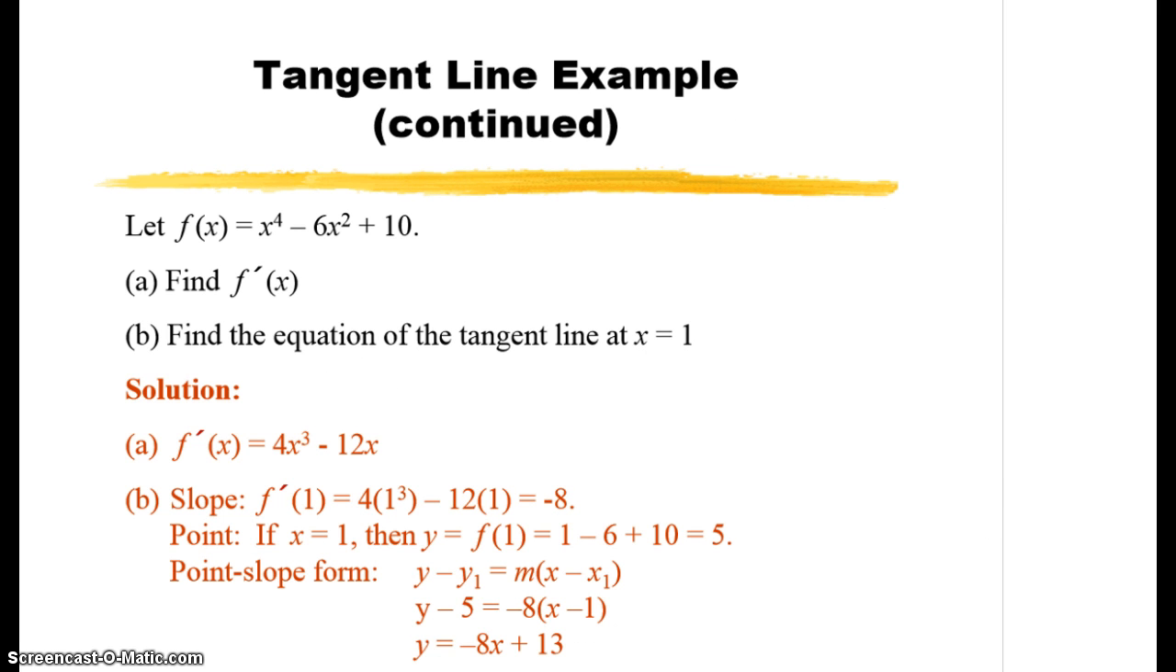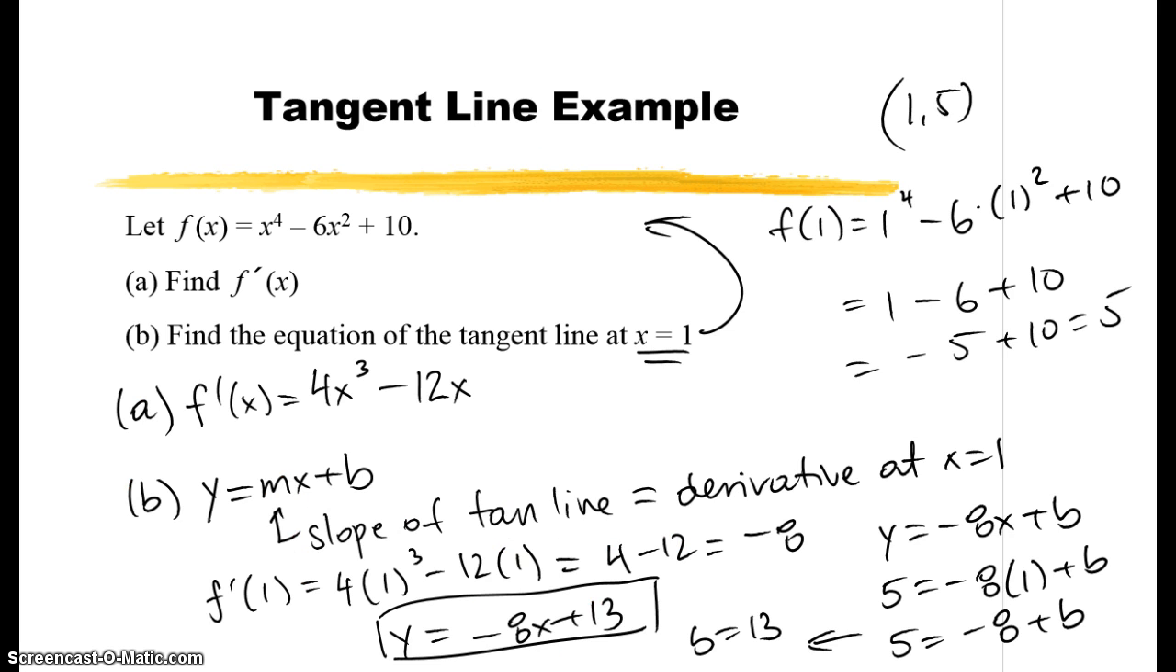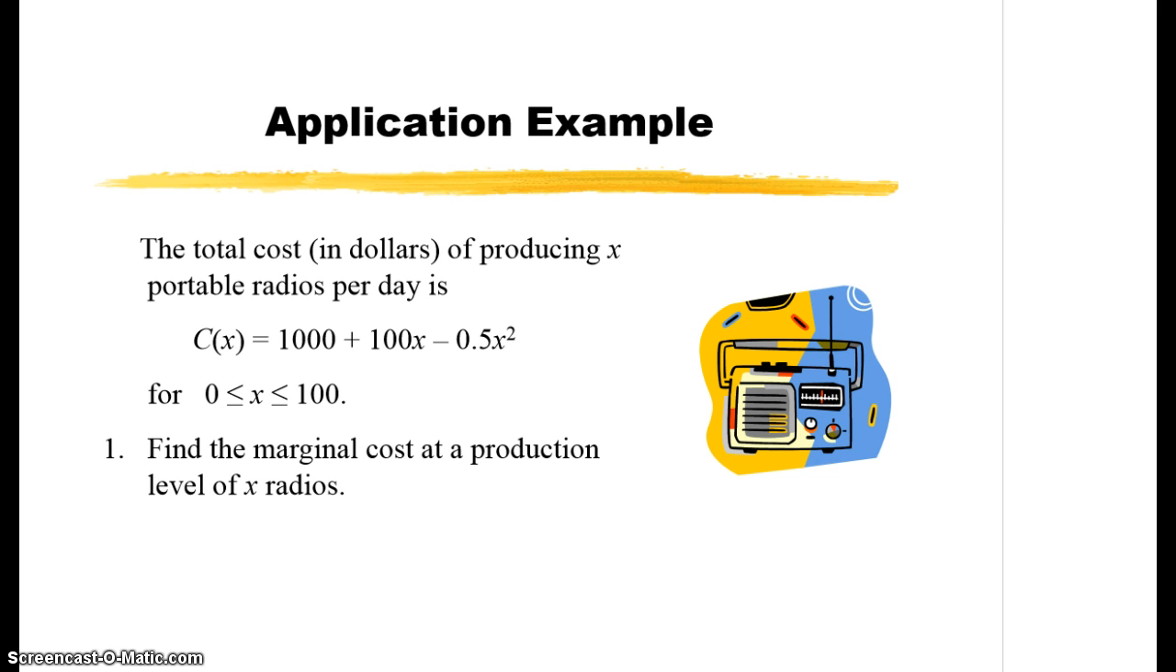Another way you could have gone for it is to use, like I said, point slope form. Once again, knowing that at 1 we're at 5 on our function, we could have just used point slope form as done on this slide, plugged in 5 and 1 for y1 and x1 respectively, and gotten the same equation, y equals negative 8x plus 13. That's what we obtained as well. Okay, here's another application example.